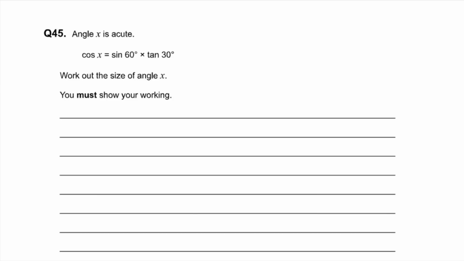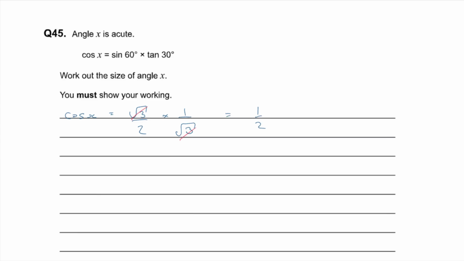Question 45, angle x is acute, cos x equals sine 60 times tan 30. Remembering earlier, sine 60 is root 3 over 2, tan 30 was 1 over root 3. So multiply those together, and that's going to give me cos x. So cos x is root 3 over 2 times 1 over root 3. Now again, I could see that cancels with that. That leaves me with a half. Cos x equals a half.